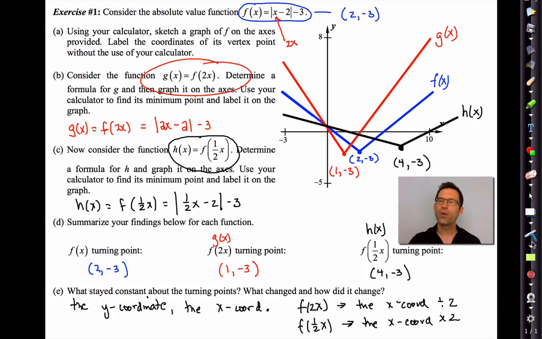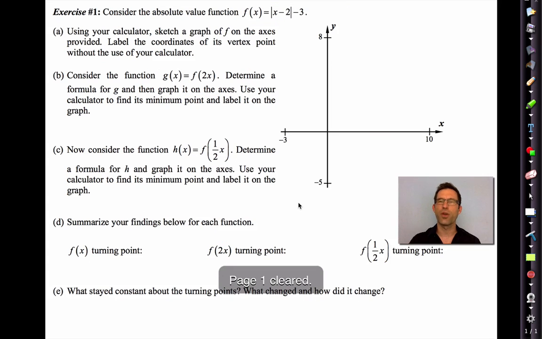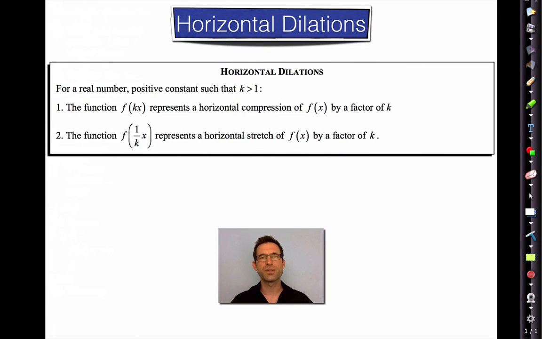Okay. Horizontal transformations of functions, whether they're shifts or stretches, work the opposite of what you'd think. So take a look at this. Horizontal dilations for a real number, positive constant, such that k is greater than 1. So again, k is positive, and it's bigger than 1. Then f of kx represents a horizontal compression of f of x by a factor of k. And the function f of 1 over k times x represents a horizontal stretch of f of x by a factor of k.